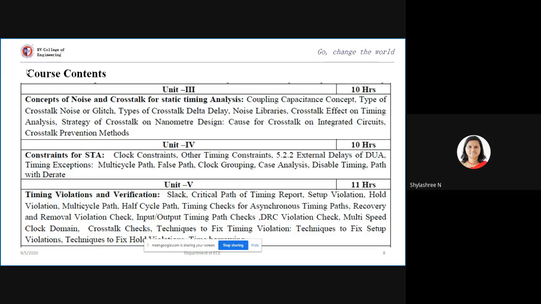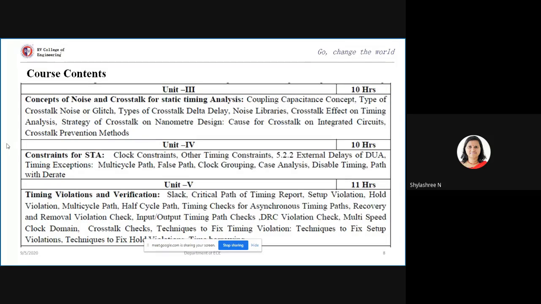So the last unit is timing violation and verification. What is timing violation and verification? Slack, critical path of timing report, setup violation, hold violation, multi-cycle path, half cycle path, timing checks for asynchronous timing paths, recovery and removal violation check, input output timing path checks, DRC violation check, multi-speed clock domain, crosstalk checks, techniques to fix timing violation, techniques to fix setup violation, techniques to fix hold violation, and timing behavior. The different timing violations and verification methods we are going to discuss in this unit with good examples and reports.